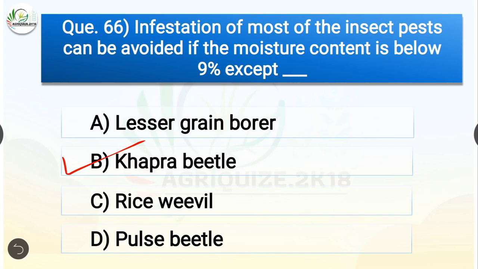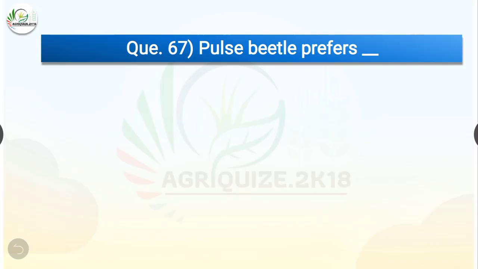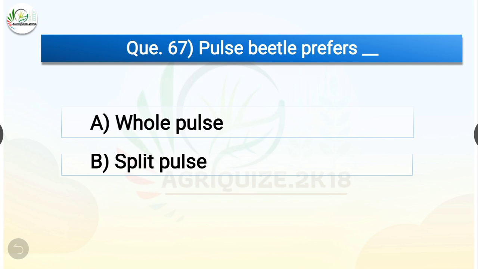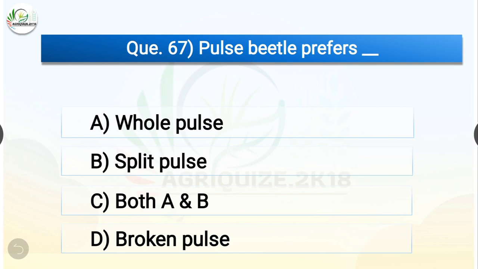Question number 67. Pulse beetle prefers dash. The options are whole pulse, split pulse, both A and B, or broken pulse. The correct answer is option A, whole pulse. So pulse beetle prefers whole pulse. Pulse beetle prefers whole pulse and not split pulse.